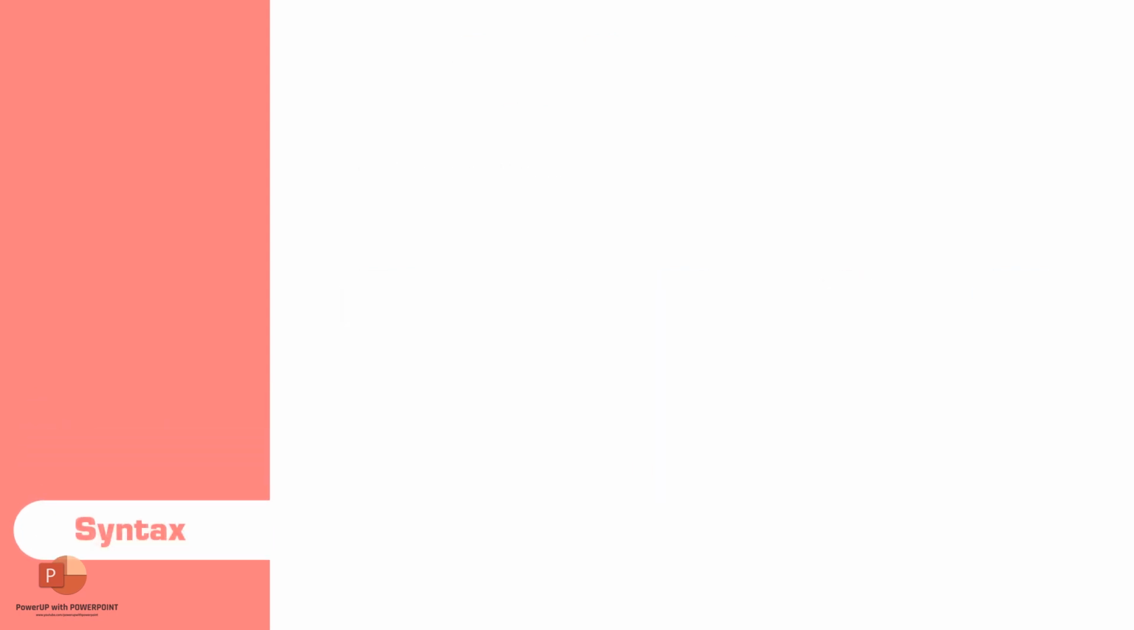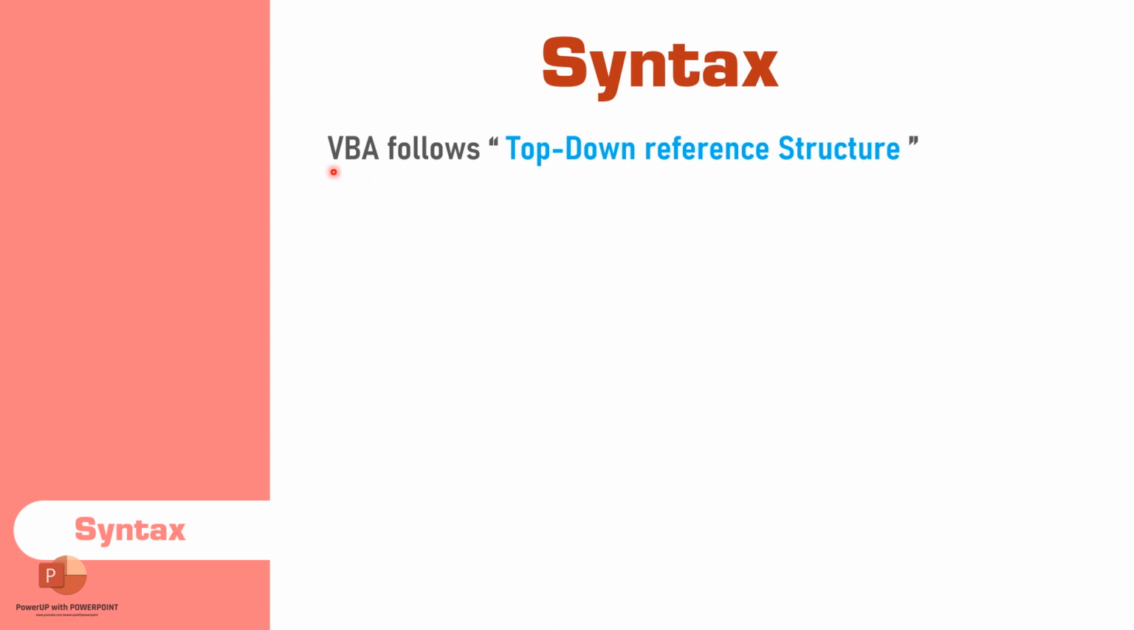Finally, the most important topic to understand: the syntax of VBA. VBA follows something called a top-down reference structure. We first start with the application. Why? Because as I said before, VBA is inbuilt in many applications, so it is very important to tell which application we are exactly pointing at. This typically comes into the picture when we are making VBA interact with different applications. So here, the application will always be on the top of the tree. And in this example, let's choose PowerPoint as our application.